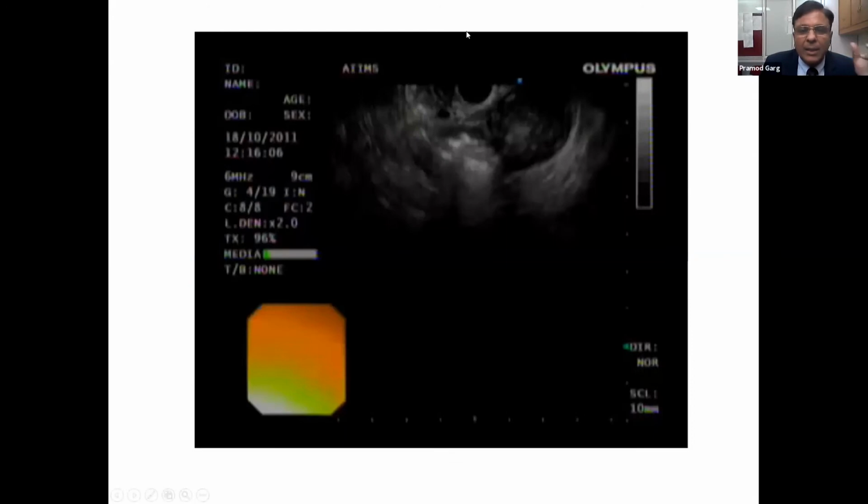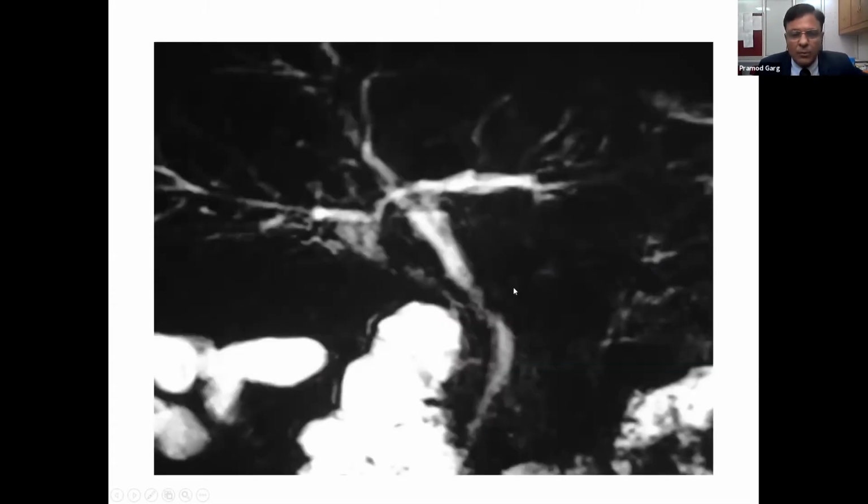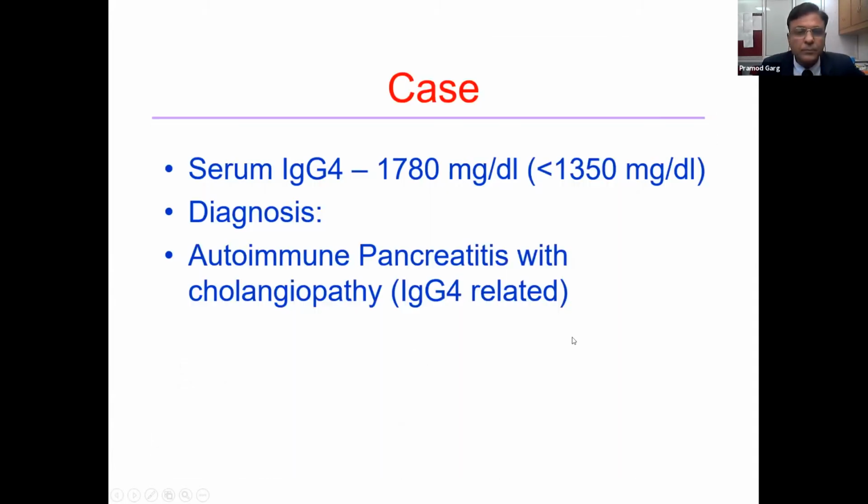So again, he underwent EUS, which showed a diffusely hypoechoic enlarged pancreas, and further MRI was done, and you can see here that the pancreas is diffusely enlarged with a halo around it, a classical picture of autoimmune pancreatitis, and he also had autoimmune cholangiopathy associated with it. Serum IgG4 was of course increased, and thus we made the diagnosis of autoimmune pancreatitis. The patient did well with medical therapy.